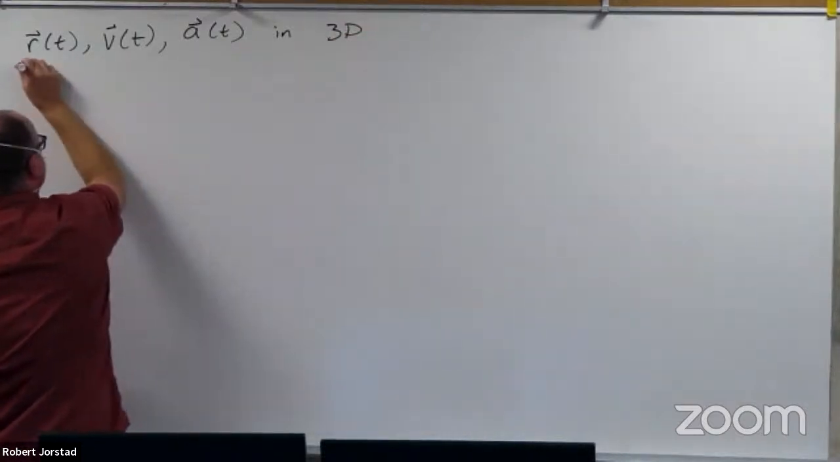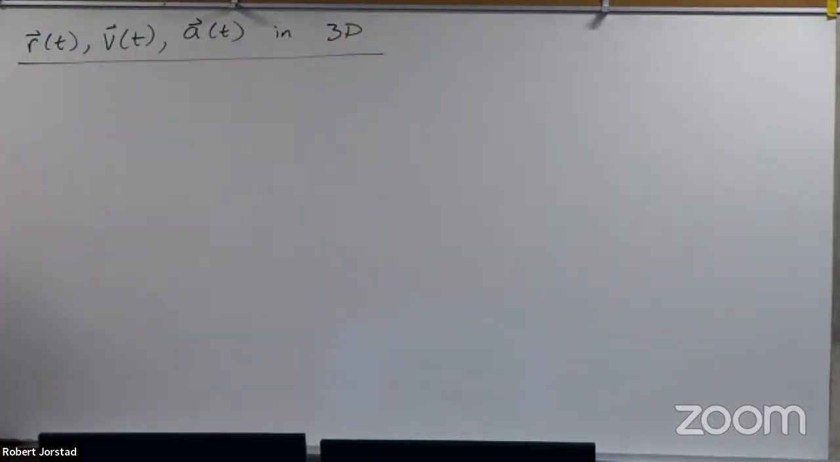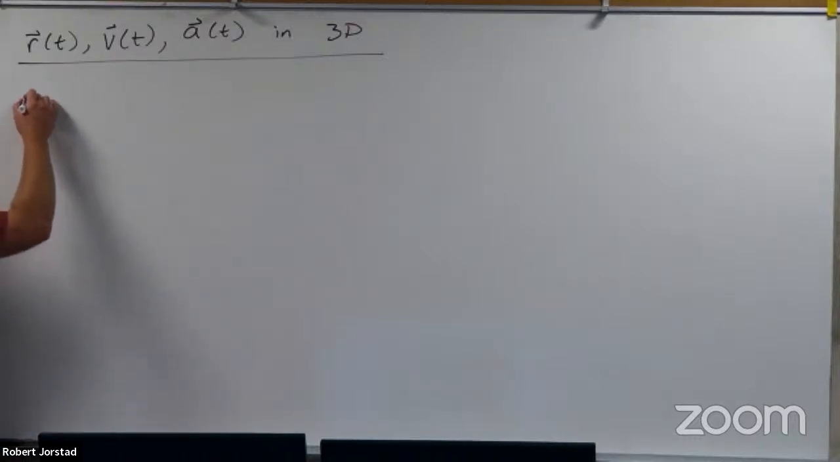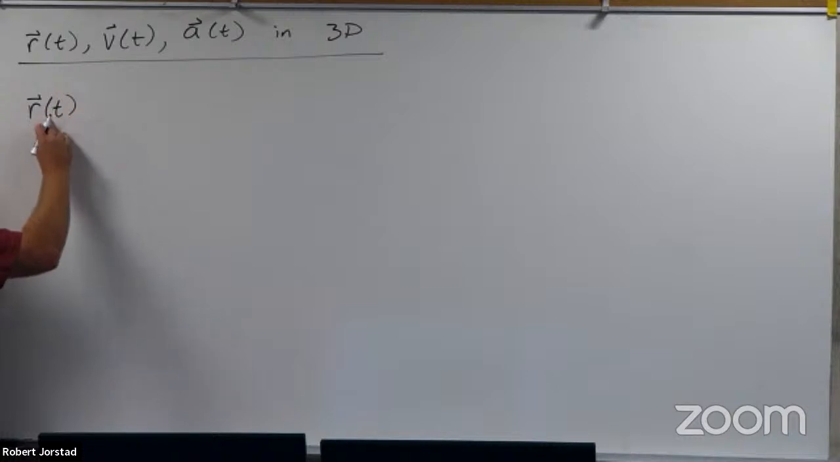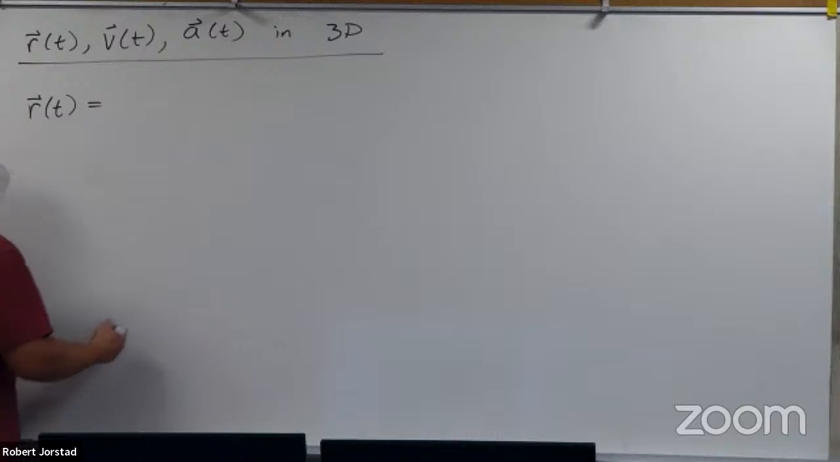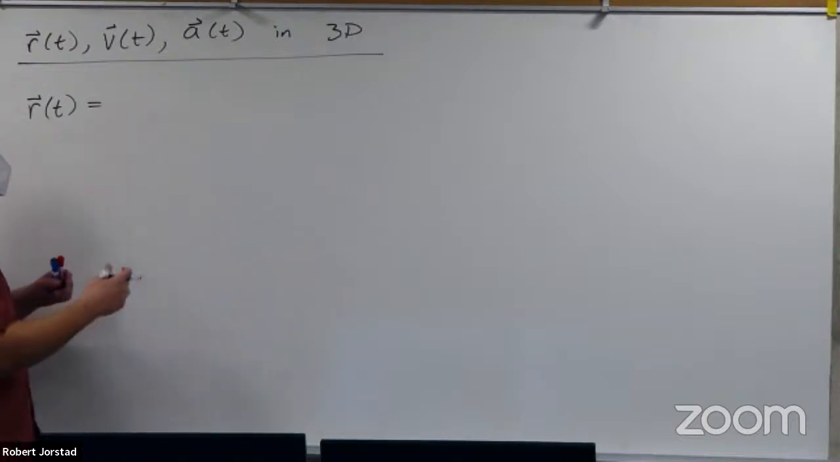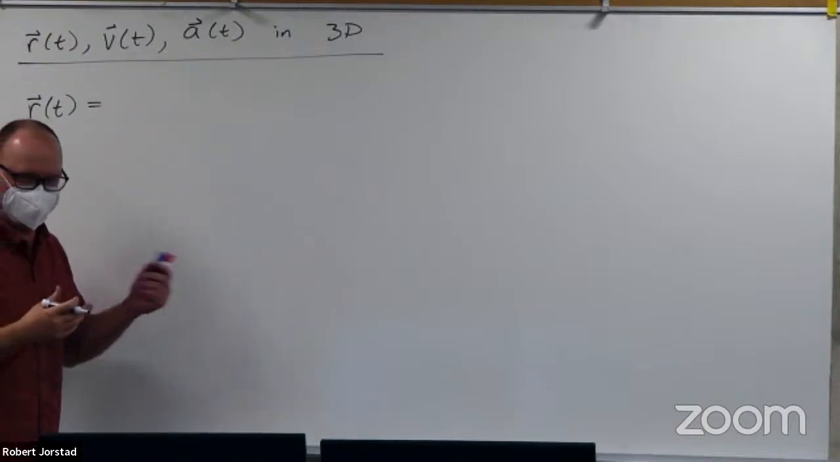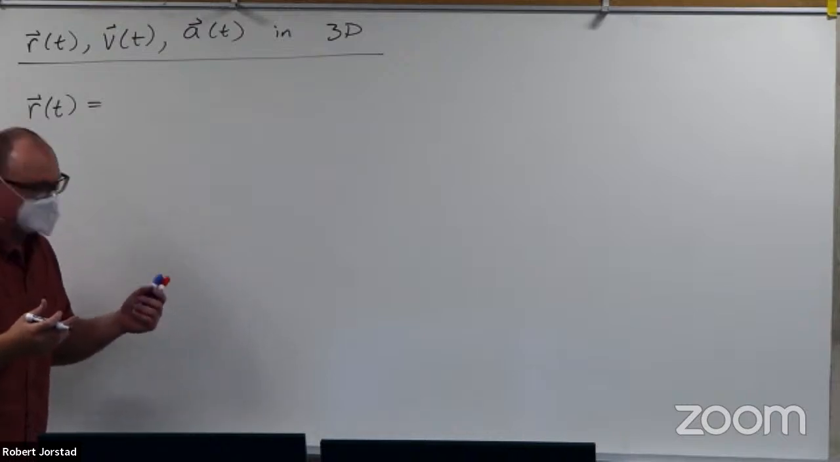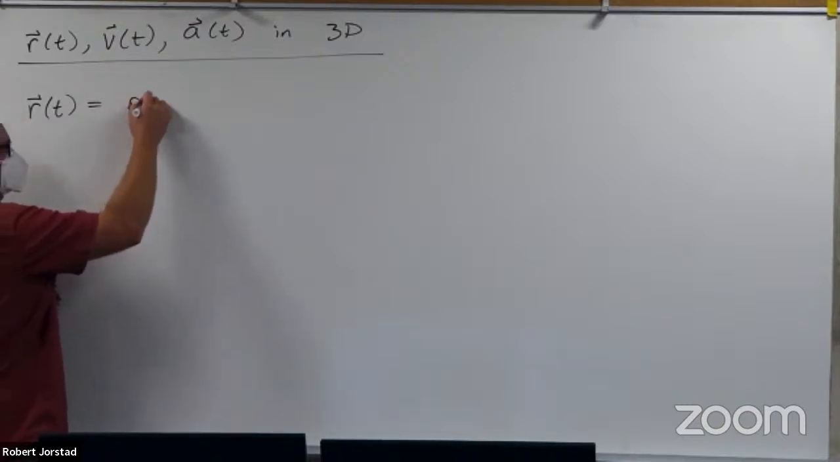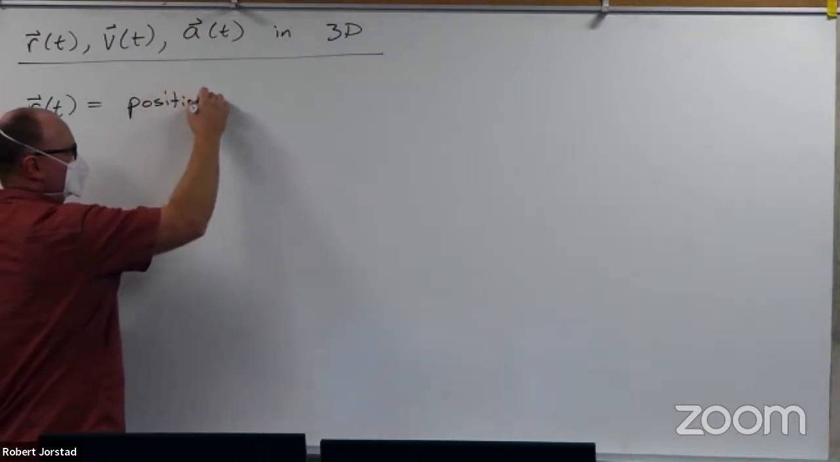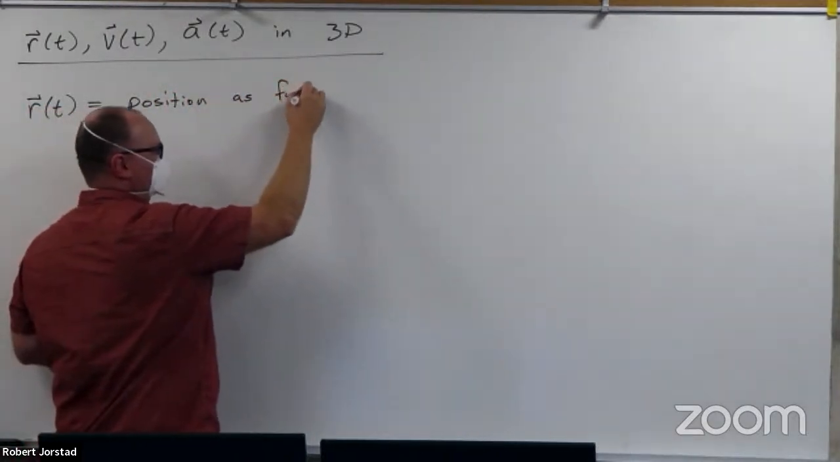The next type of problem I want to talk about is these equations. In particular, for a physicist in 3D, does anybody remember what R of t is supposed to represent? You add all the x, the y, and the z. That x and y and z all relate to what? Distance? Position. This is the position as a function of time.